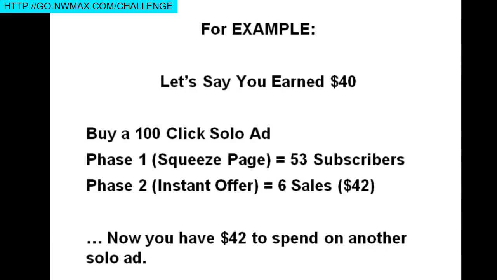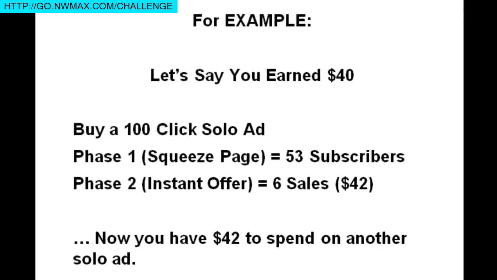So now that you've completed this process of buying these solo ads and having these visitors go through your sales funnel, now you have $42 that you can spend on another solo ad. So as you can see, this is a process that you can repeat over and over and over again, because the whole idea is to optimize your sales funnel so that for every bit of money that you pump into your sales funnel, and in this example it's $40, you're going to be able to make at least that amount on the other end. And once you make that amount, then you can continue to keep spending that money and generating subscribers and subscribers and subscribers.